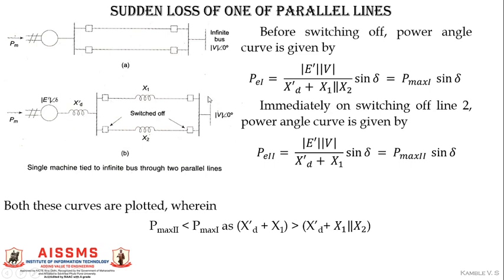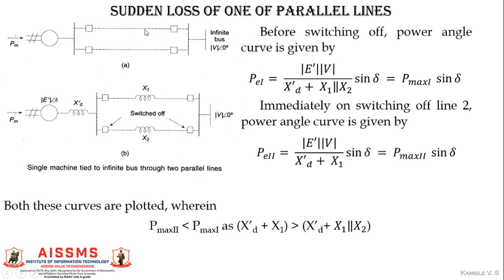Then these are the two parallel lines. These are the two circuit breakers. X1 is the reactance of the first line. X2 is the reactance of the second line. These two lines are parallel lines, and these two parallel lines are connected to an infinite bus bar, and the voltage at the bus bar is magnitude of V at an angle 0. So this is sudden loss of one of the parallel lines.